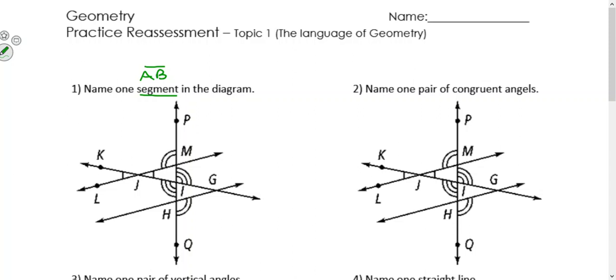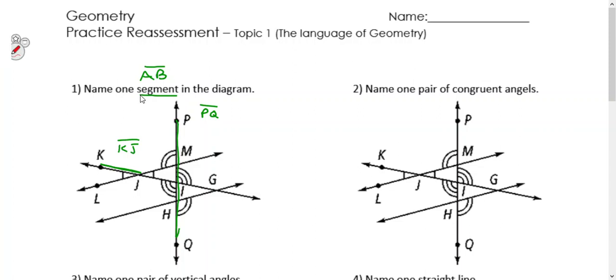If I were to go vertical between these 2 points, this would be the segment PQ. If I were to look at this segment right here, this would be the segment KJ. Many other segments in there too.